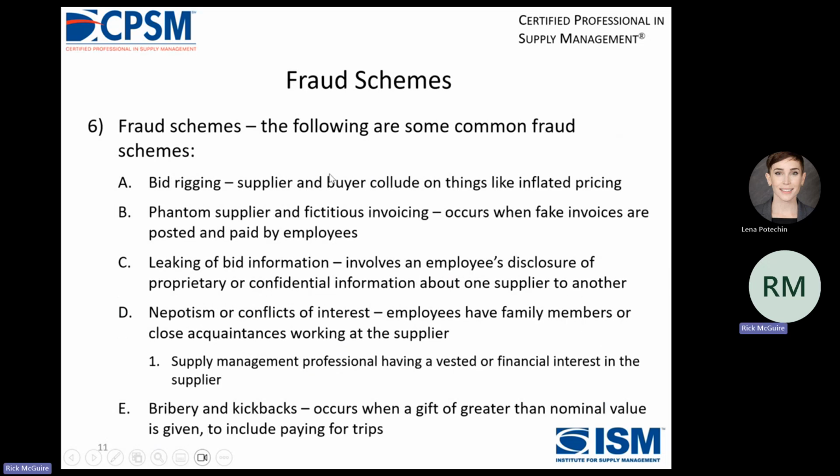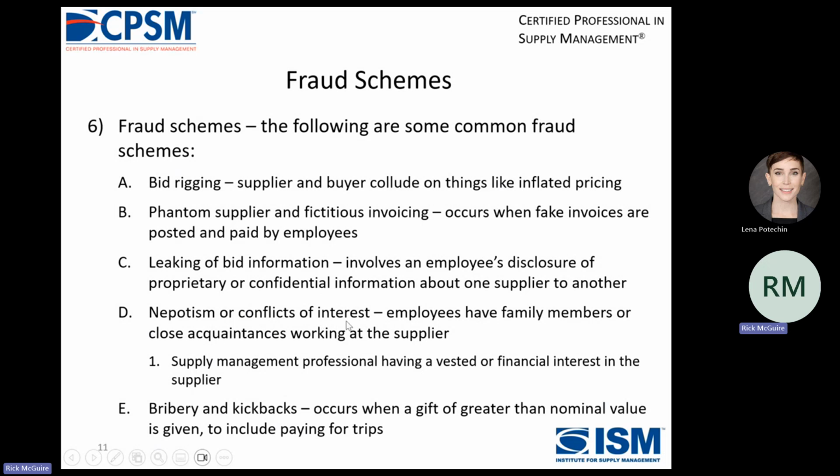Here are some schemes. Something called bid rigging. Supplier and buyer conclude on things like inflated pricing. If you've got no competition on the bid, it's even better. Phantom supplier and fictitious invoicing. Fake invoices are posted and paid by employees to phantom companies. Leaking of bid information involves employees' disclosure of proprietary or confidential information about one supplier to another, usually on cost, where you need to be to win the bid.